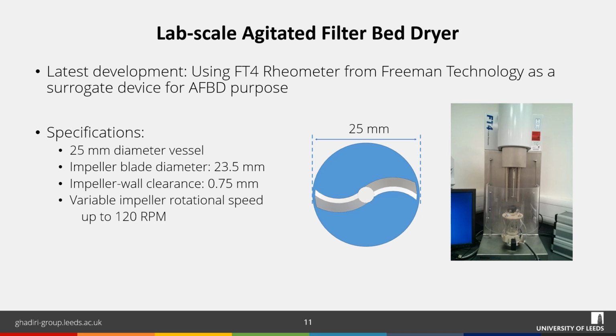We make use of the standard vessels of the FT4 rheometer, measuring 25 mm in diameter. The impeller blade diameter is about 23.5 mm, hence making the impeller wall clearance about 0.75 mm. The vessel is jacketed so that heat can be applied to the system to accelerate the drying. With this system, the rotational speed can go up to 120 RPM, which is ideal for our application.